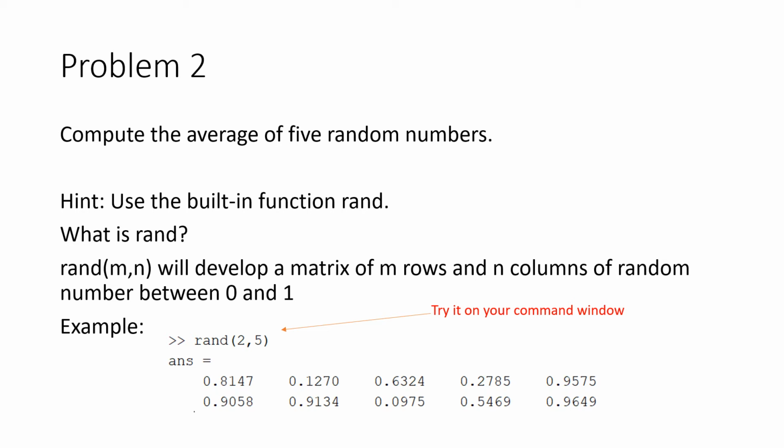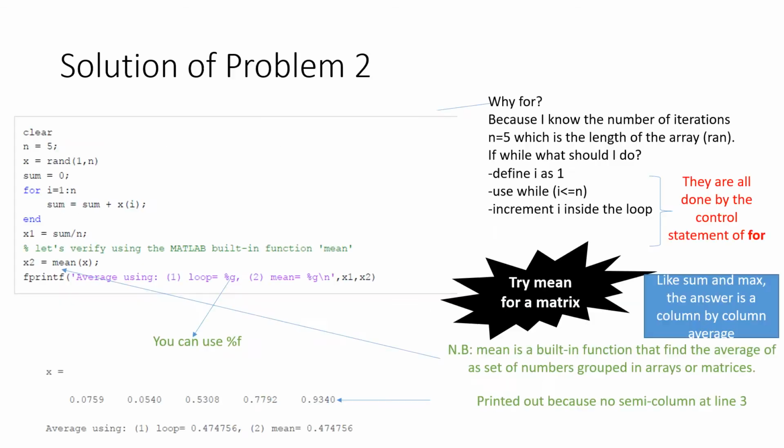You can try it on your command window, and you can try any function you want there. Okay, now how to do the solution of this problem? In fact, I should use for because I know the number of iterations. So here I should first define x as rand(1,n), and then I should define sum as equal to 0 because I will be using the sum here. So I have to define it as 0 first, and then I will do my loop for i equal to 1 till n.